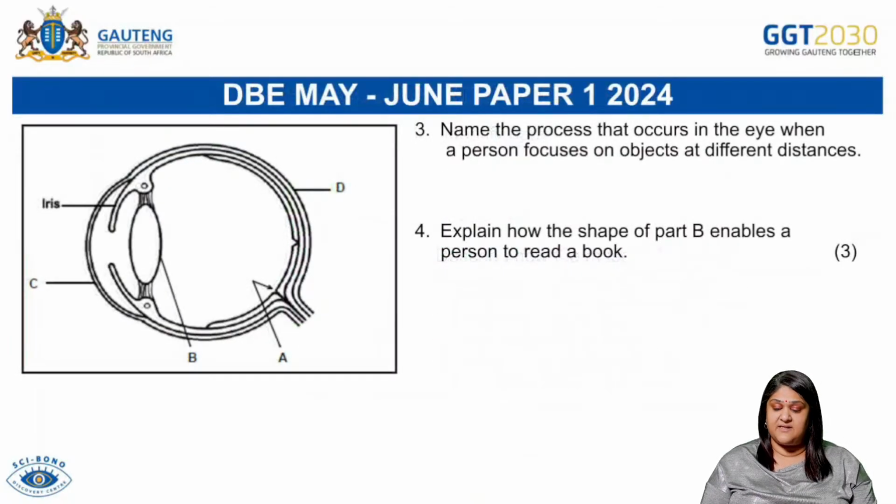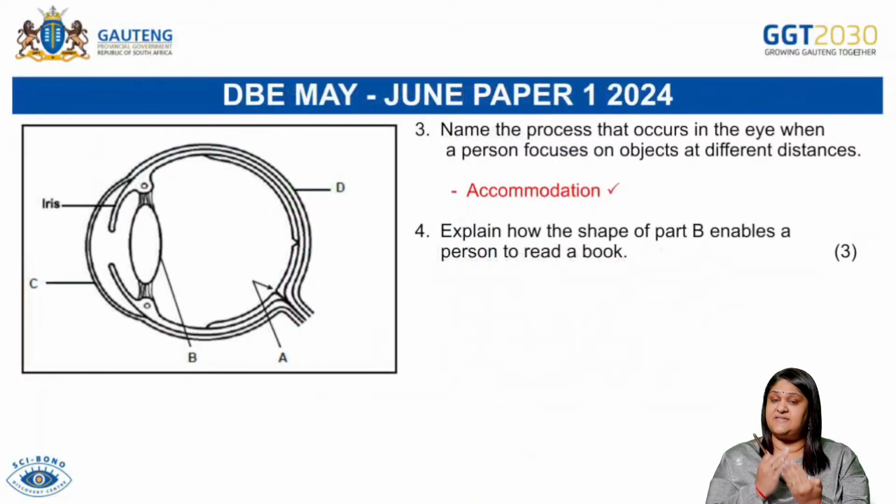Name the process that occurs in the eye when a person focuses on objects at different distances. Okay, that is called accommodation. So when we're talking about different distances, it's accommodation. When we are talking about the amount of light, it is pupillary mechanism.